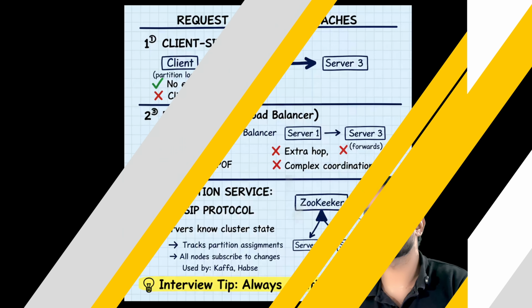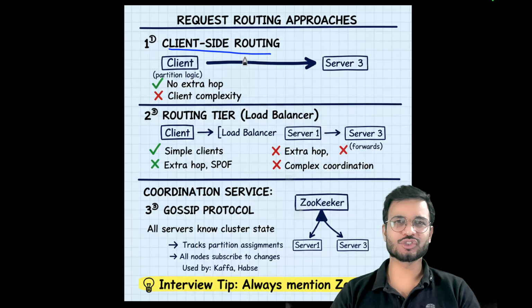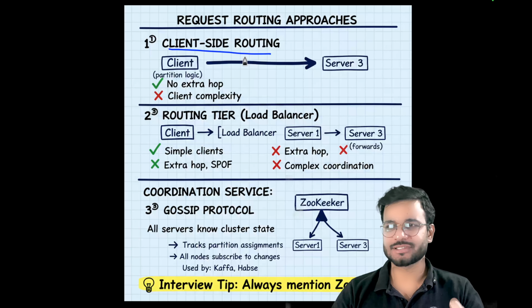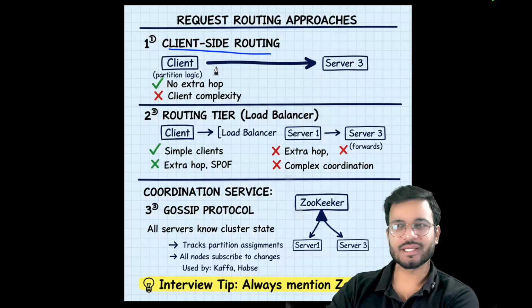Okay, now let's discuss some of the request routing strategies. I'll discuss 3 of them, and those are the most popularly used in system designs. The first type is called client-side routing. In client-side routing, all the logic of partitions is stored at the client end. When the request comes, the client itself calculates which partition it needs to query, and it will directly query that specific server. So in this case, the client automatically calculates that it has to query server 3. So it will do all the logic here and then call server 3.